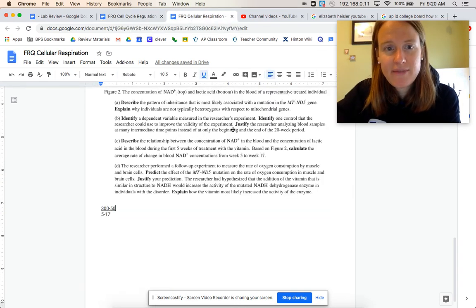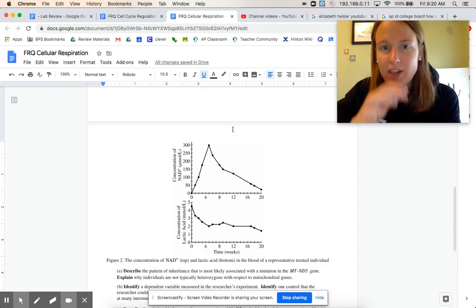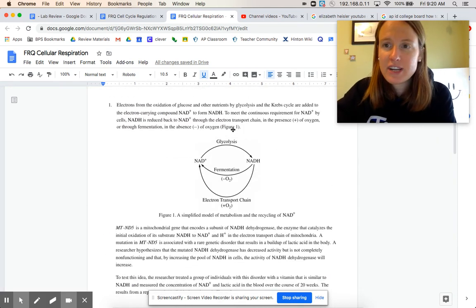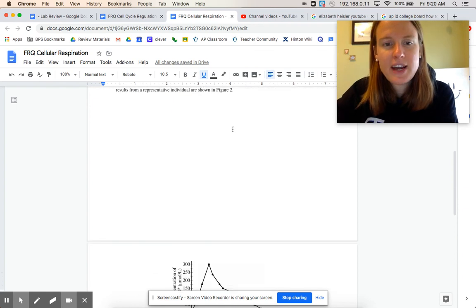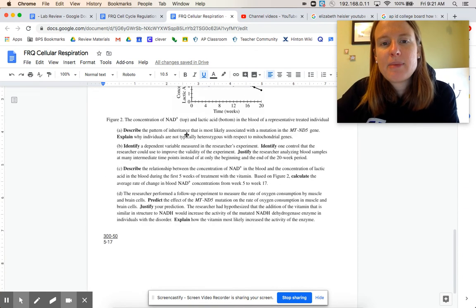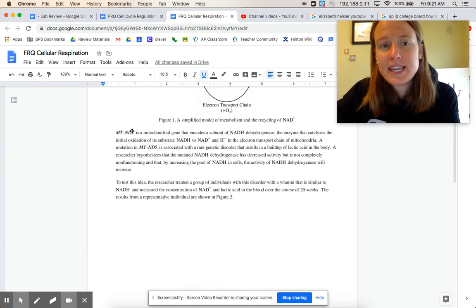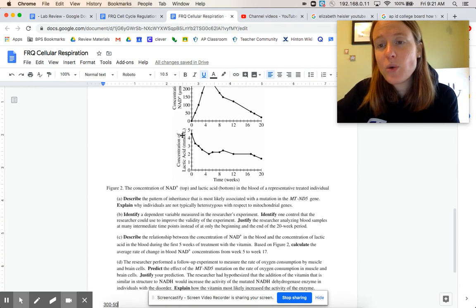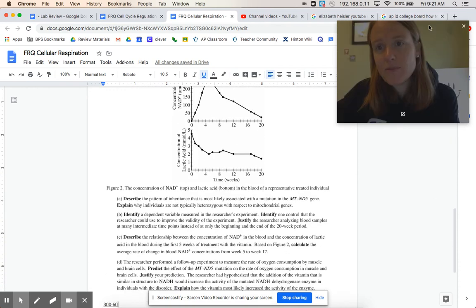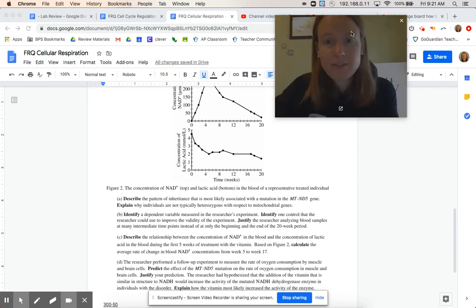Yesterday, Thursday's FRQ was all about cellular respiration, and there was some genetics thrown in there. Part A asked you to describe a pattern of inheritance. So this depended on you noticing that MTND5 is a mitochondrial gene. So if it's in the mitochondria, we only get our mitochondria from our mom. So that's the pattern of inheritance. It's only maternally inherited. It's only from your mom.